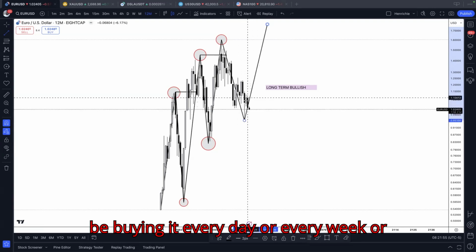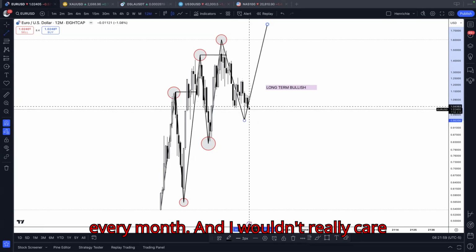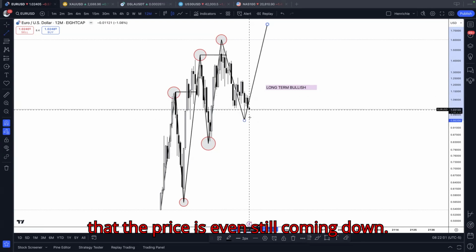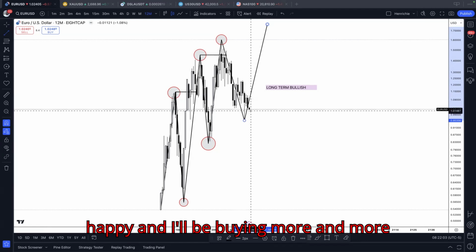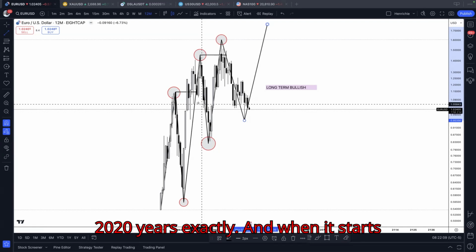I'll literally be buying it every day or every week or every month. And I wouldn't really care that the price is even still coming down. In fact, if it's coming lower, I'll be happy. And I'll be buying more and more because I know that long term, this is going to go up. It will rally, maybe in 20 years.